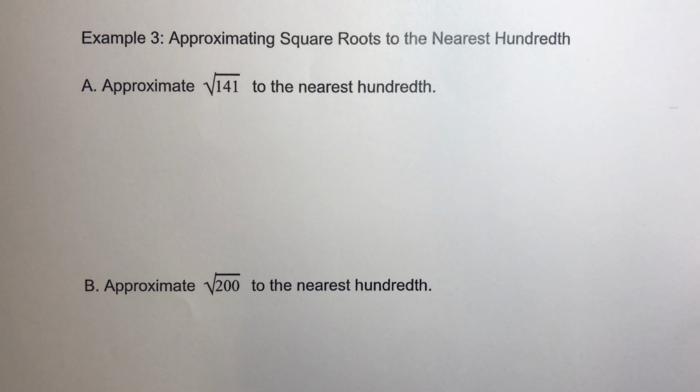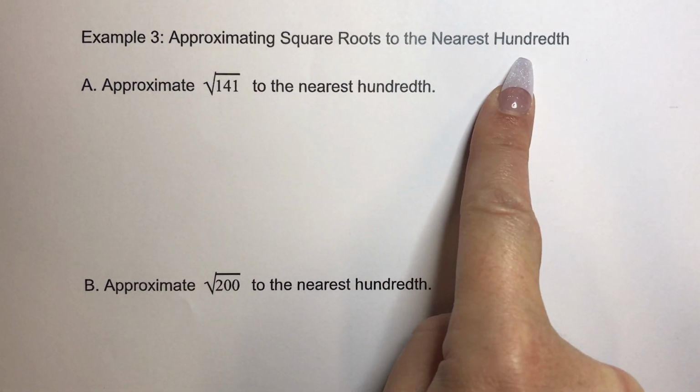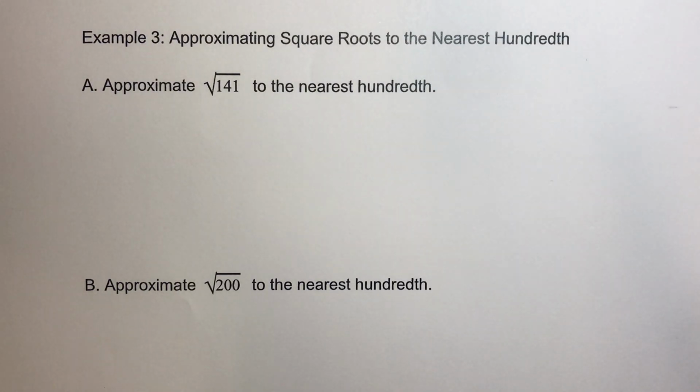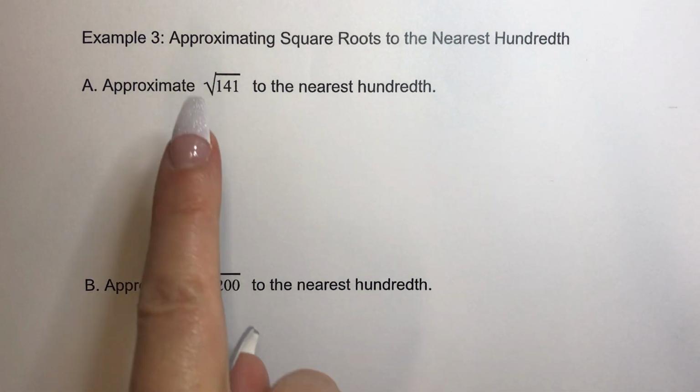Welcome back for example 3. We're going to be approximating square roots to the nearest hundredth. Before, we just did it to the nearest whole number, and now we're going to do it to the nearest hundredth. So let's go ahead and try that.